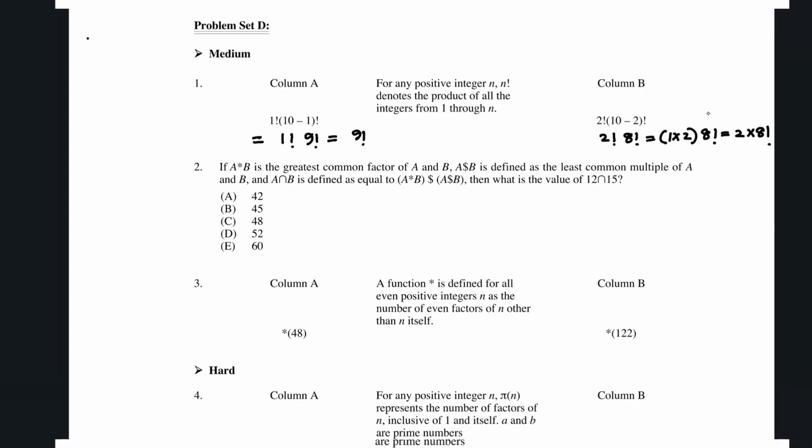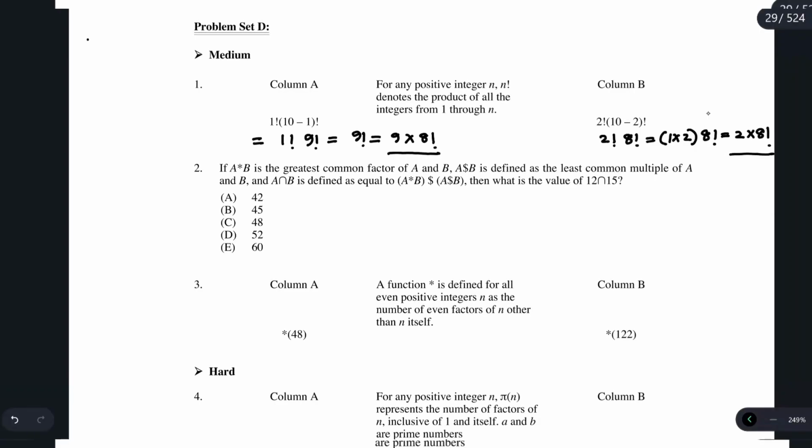Now, if we need to compare the value of these two columns, we can further simplify column A's value. 9 factorial is the multiplication from 1 to 9. We can write it down as 9 into 8 factorial. So 8 factorial contains the multiplication from 1 to 8. Now, if we compare these two values, 9 into 8 factorial and the value of column B, which is 2 into 8 factorial, we can see that the value of column A is larger than column B, because 9 into 8 factorial is larger than 2 into 8 factorial. So the answer for the first question should be A.